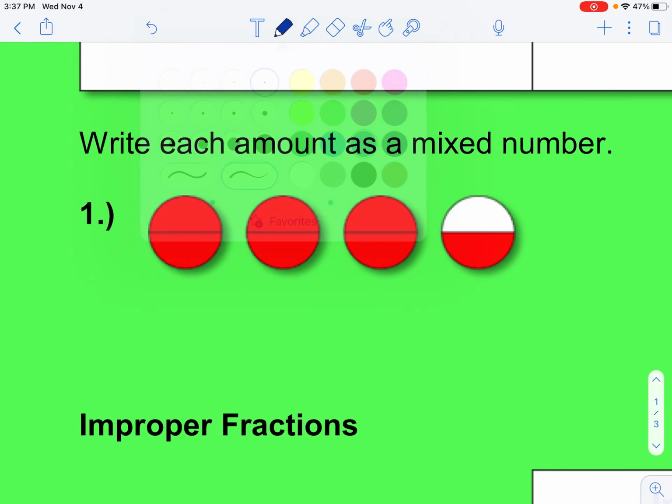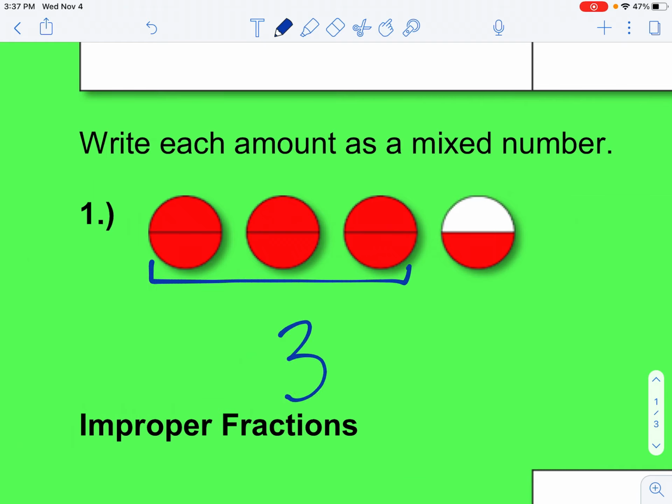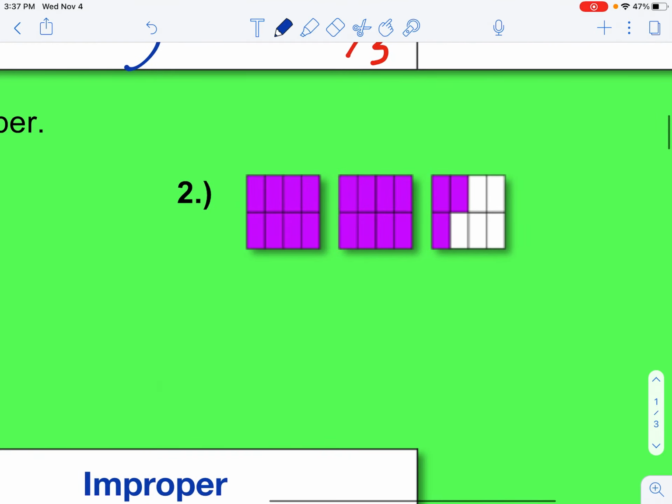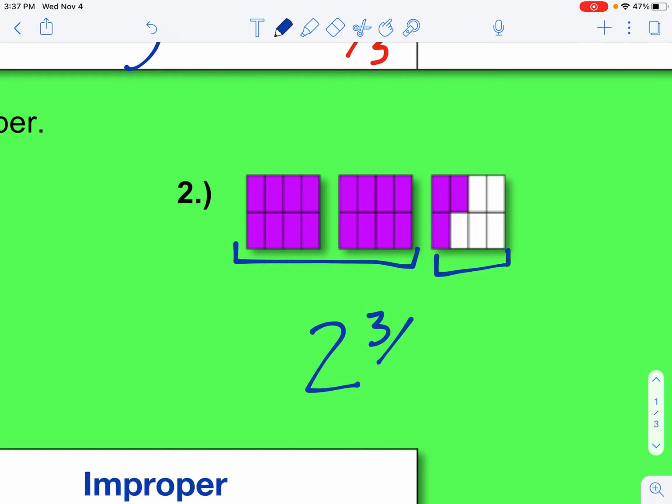Alright, let's take a look at a couple examples. We are going to write each amount as a mixed number. So in my first problem here, I've got 3 wholes, and right here, I've got 1/2. So my answer is 3 and 1/2. In number 2, I've got 2 wholes, and then right here, I've got 3 out of 8 shaded in, so my answer is 2 and 3/8.